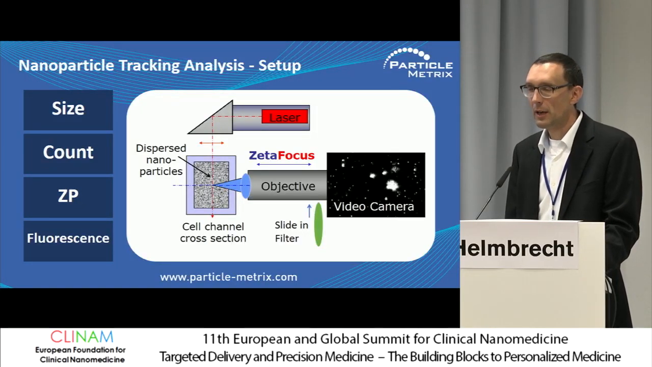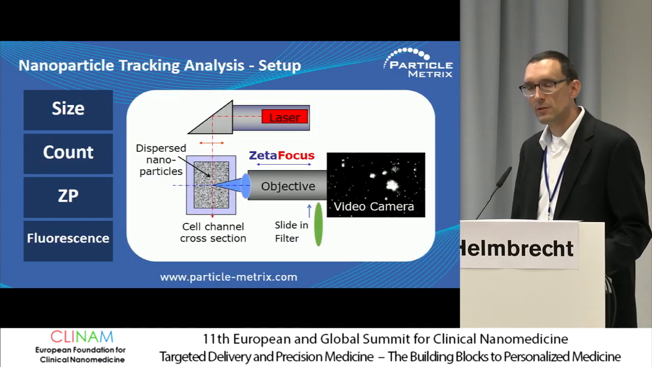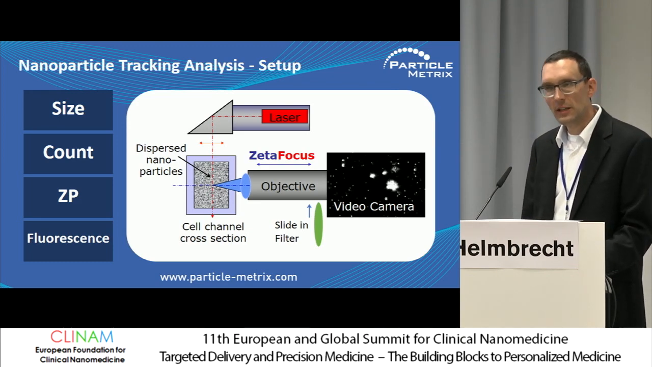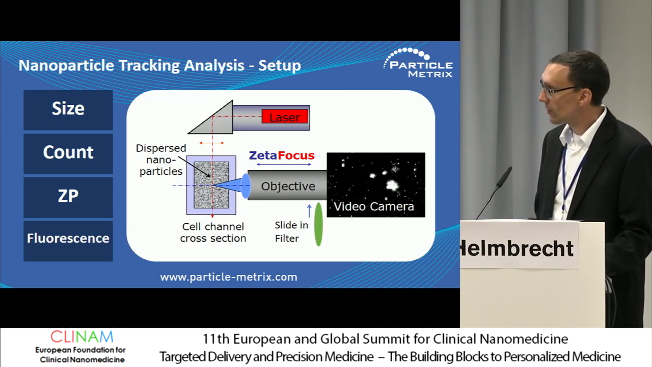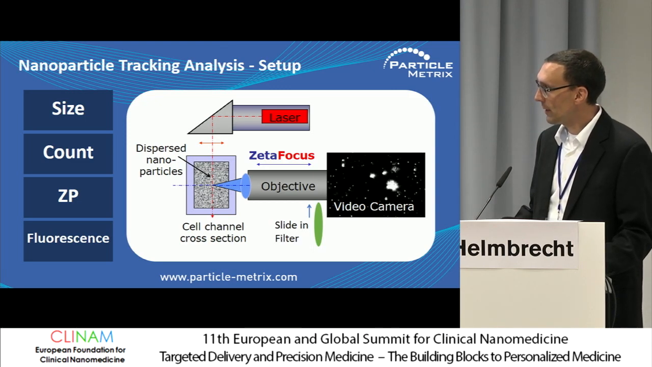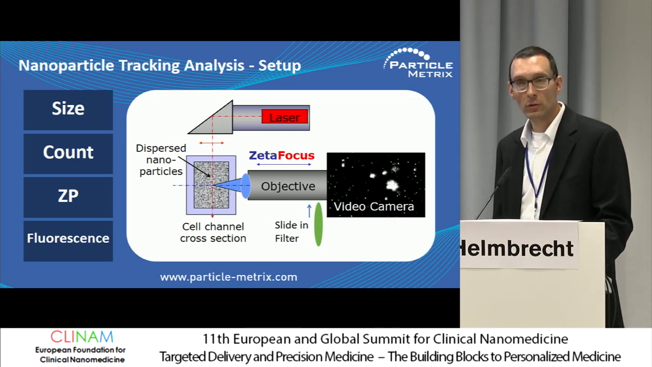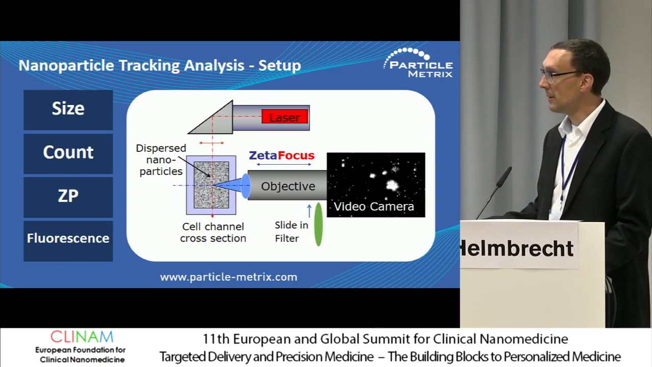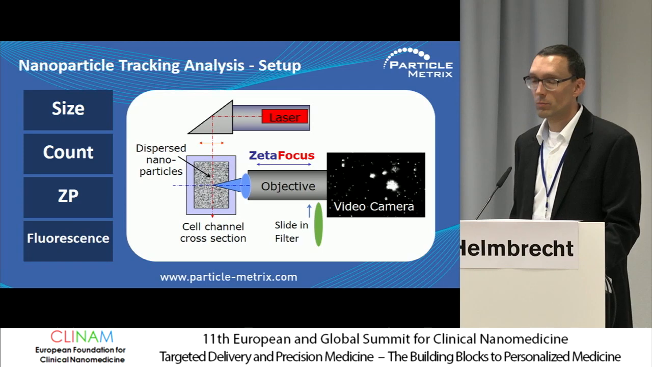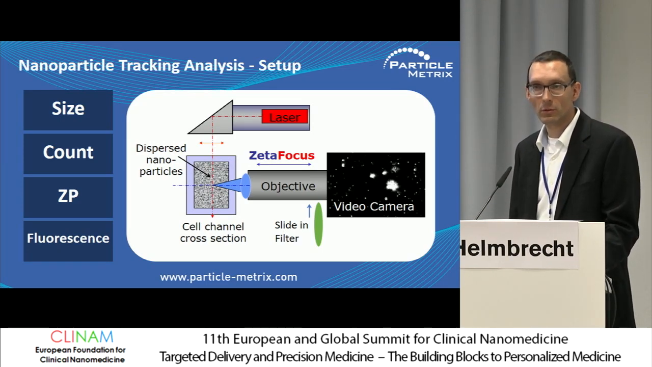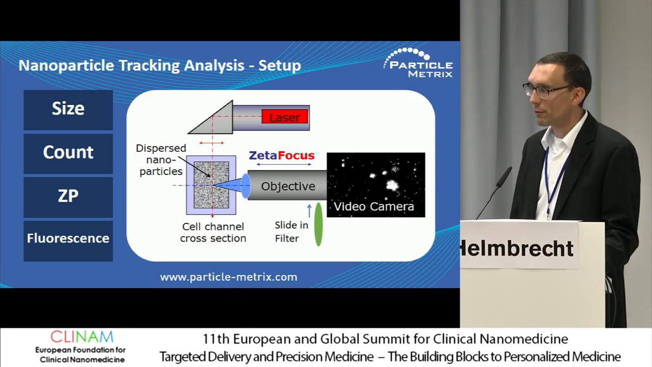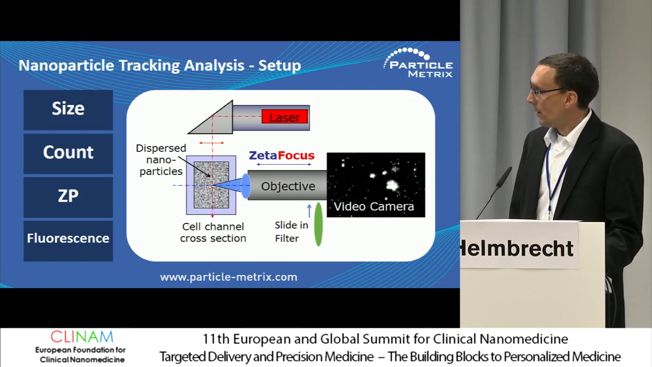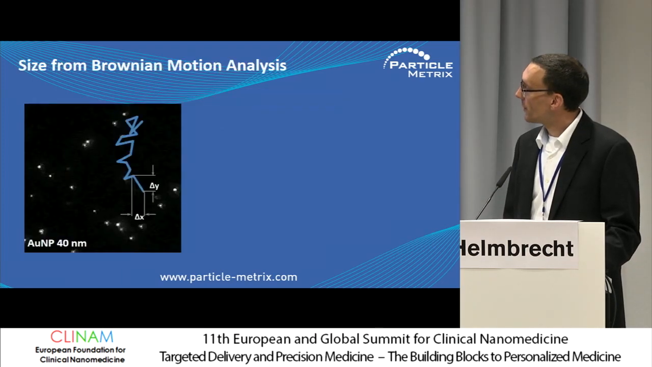And with the help of nice lasers and nice sensitive cameras, we can really get nice data out of such a microscope. And basically, particle metrics started out with measuring zeta potential, and we found out very soon that we also can do size and count because we know the volume. And just lately, since 3 years now, we also applied fluorescence in order to gain specific data from our sample. So this is how NTA technology works.